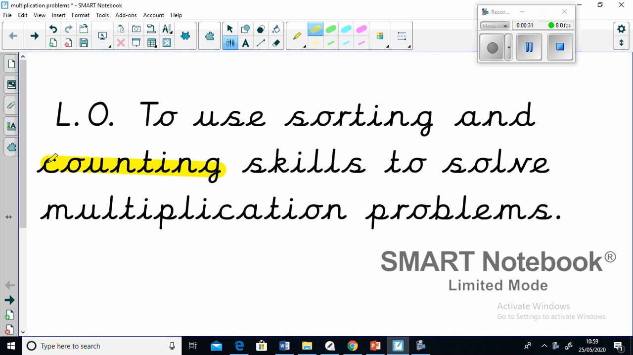So if you haven't yet mastered and you're not really fluent at counting up in multiples of ones, twos, fives, and tens, I suggest you stop this learning video and go back and practice those skills instead. That's far more important. Okay? If you have mastered those skills, then we're going to use and apply them to solve some multiplication problems.